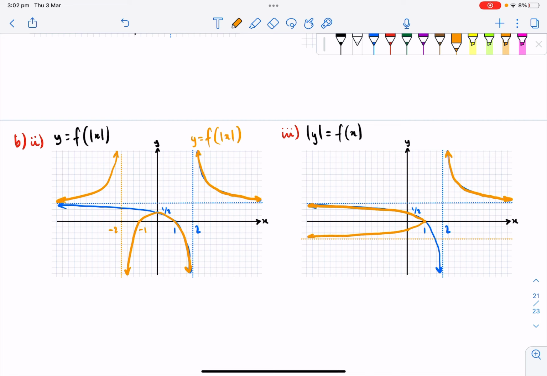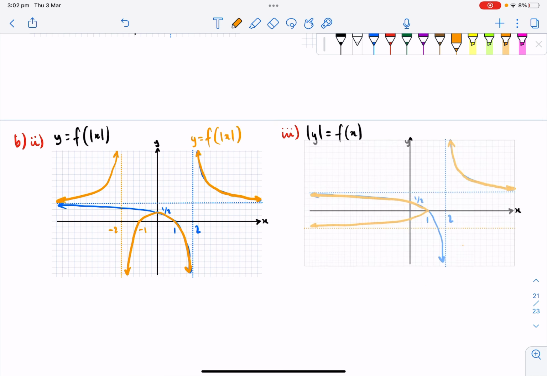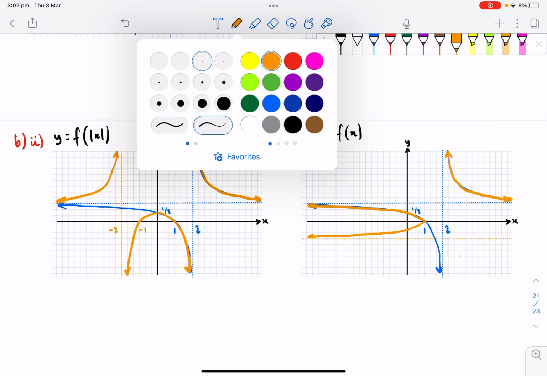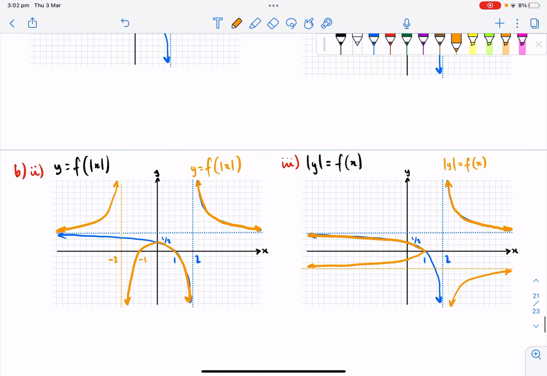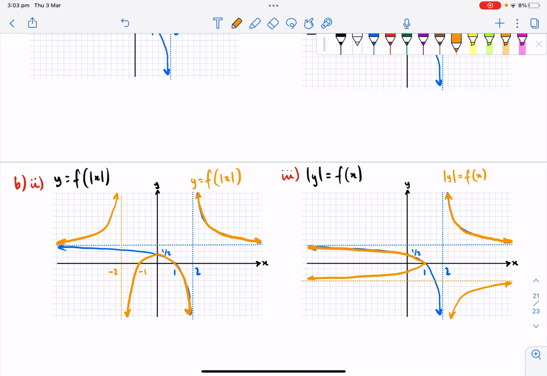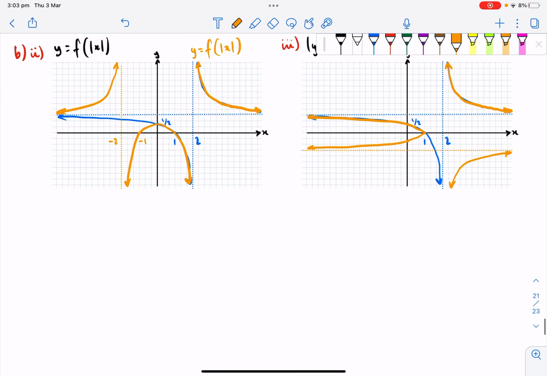All right, and there we go. And now I've just got to do that branch of the hyperbola. Probably could use a bit more hyperbola space. No? Okay. All right, there we go. That's the graph of the absolute value of y equals f(x). Okay, so as you can see, it's a pretty easy topic. A bit of work required, but nonetheless, it's quite straightforward.